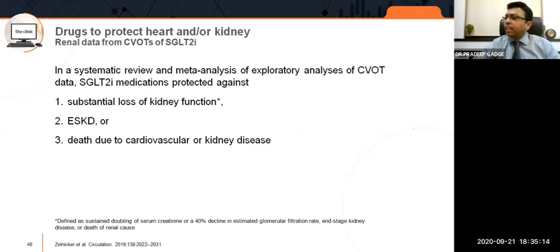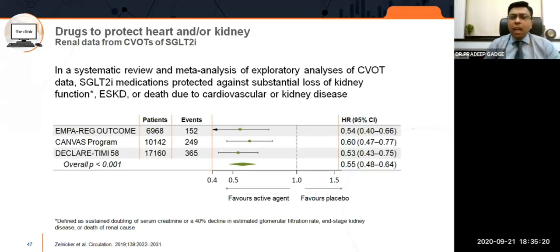So there is a significant and proven benefit in various trials, be it with empagliflozin like the EMPA-REG OUTCOME, CANVAS, or DECLARE-TIMI. CANVAS was with canagliflozin and DECLARE was with dapagliflozin. So all the studies have shown that these drugs have cardioprotective and renoprotective effect.